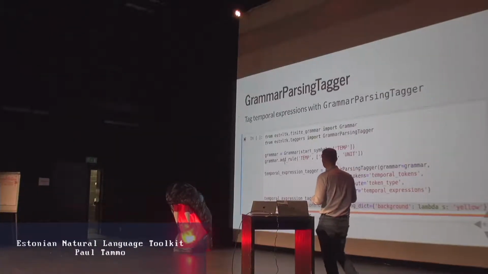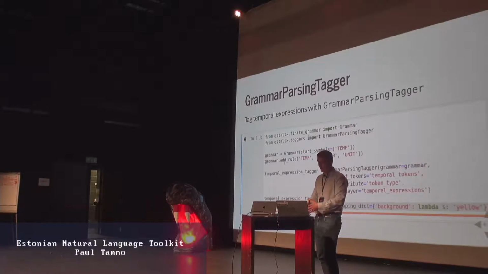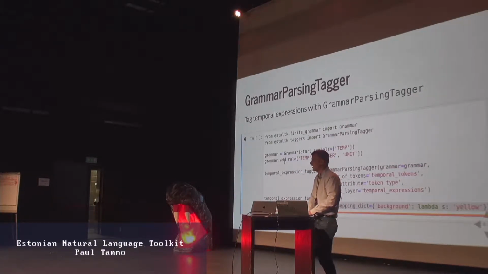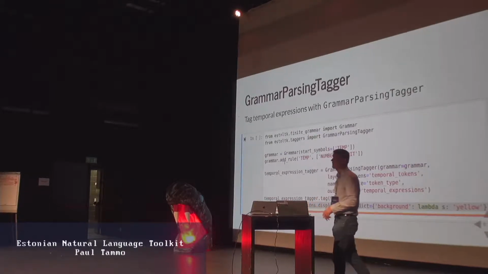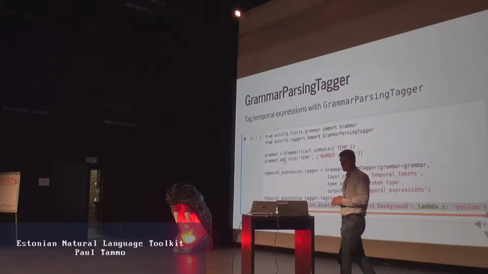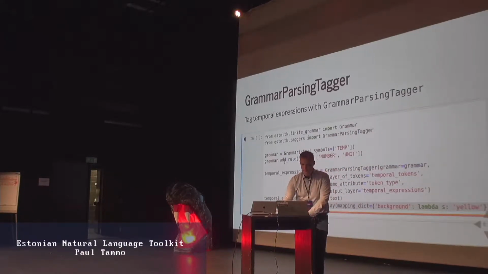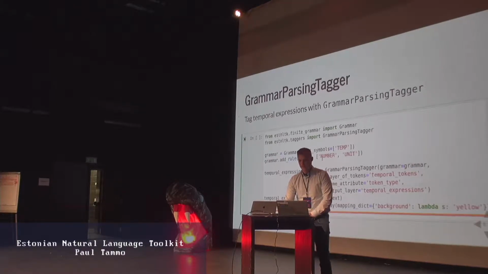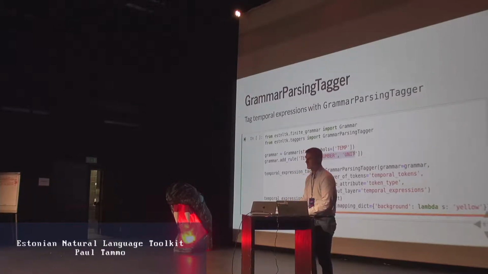I have decided to use grammar parsing tagger. It's a ready-made component of the toolkit, and we just have to define a grammar. Again, it is done very easily. Here you can see the grammar, which says that if there is adjacent number and unit, then it is a time expression, or temporal expression. And that's it.